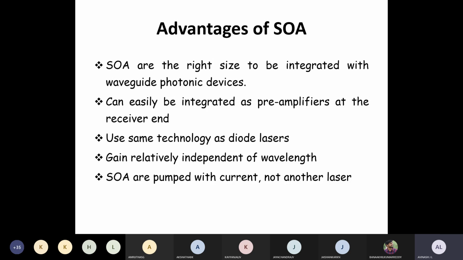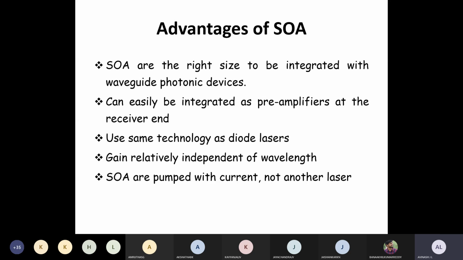The second advantage is that these can be easily integrated as pre-amplifiers at the receiver end. Fundamentally, among amplifiers we have the booster amplifier, inline amplifier, and pre-amplifier. For pre-amplifiers, we can go for the SOA. These can be integrated as a pre-amplifier at the receiver end.